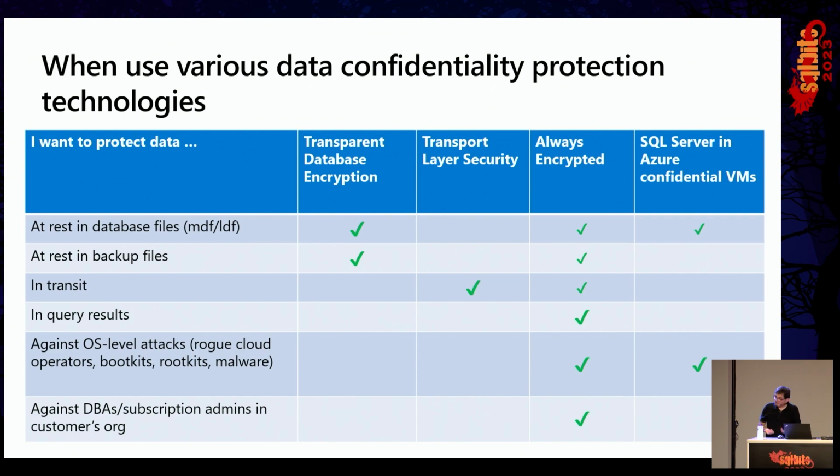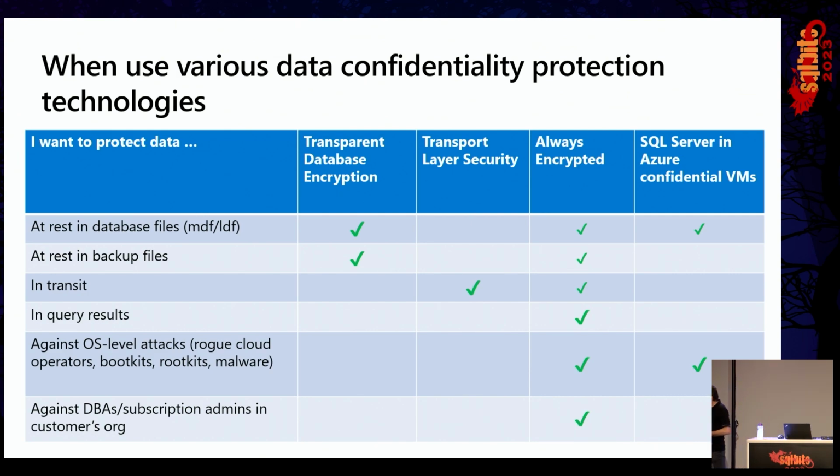In general, our recommendation is to use transparent database encryption as the first level of defense for protecting your data at rest. TLS is the solution for protecting data in transit that is flowing in and out of your database. And for Always Encrypted, I hope you can see the difference in size of these check marks here. These three attack vectors at the bottom, especially the two at the bottom, are where Always Encrypted excels.